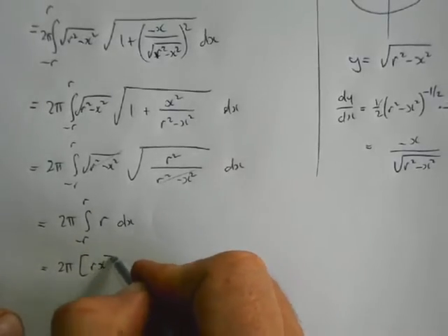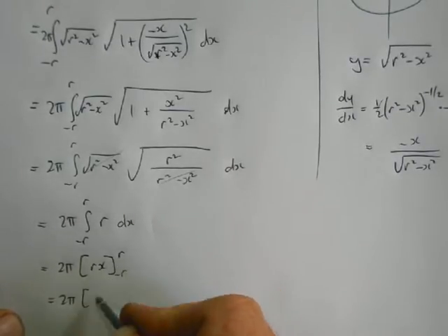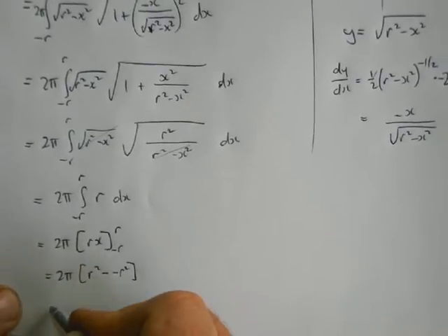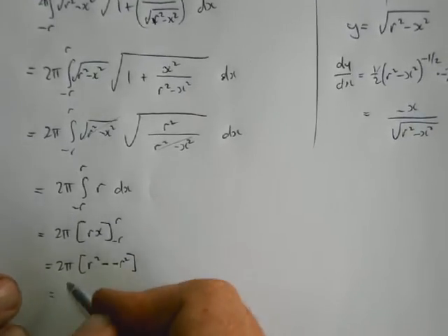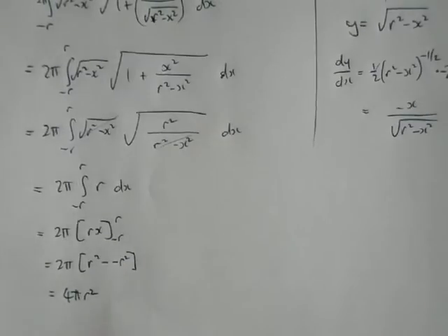So we're left with 2 pi, and if I integrate this thing I get rx between negative r and r, which gives me 2 pi times r squared minus negative r squared, which is 2r squared, times 2 is 4r squared. So altogether I'm left with 4 pi r squared, which I do know is the surface area of a sphere. So the formula seems to work, which is always good.